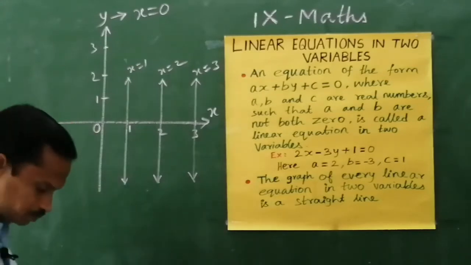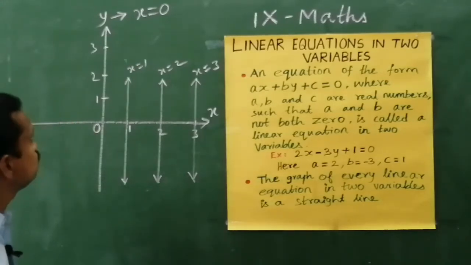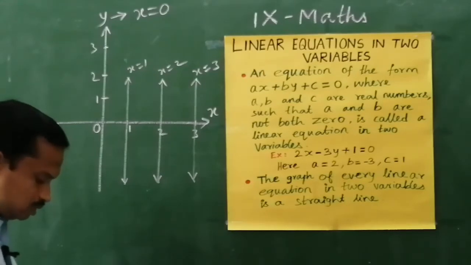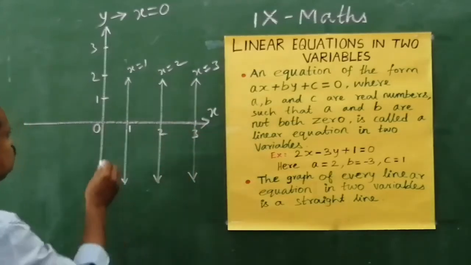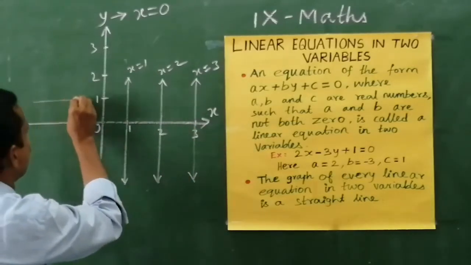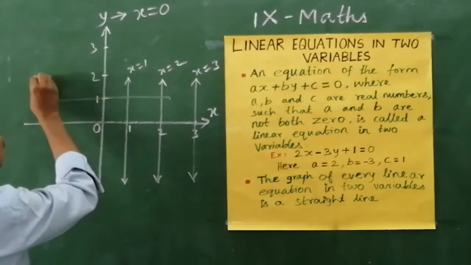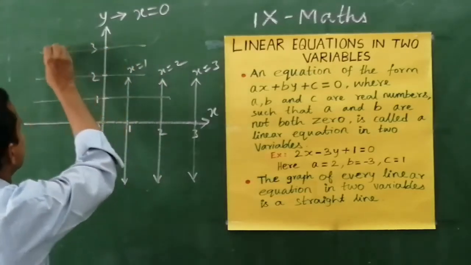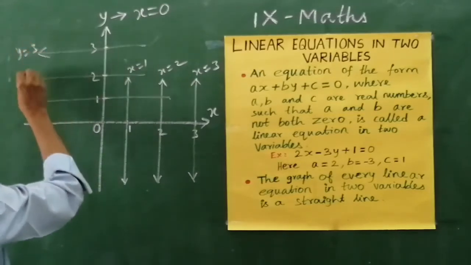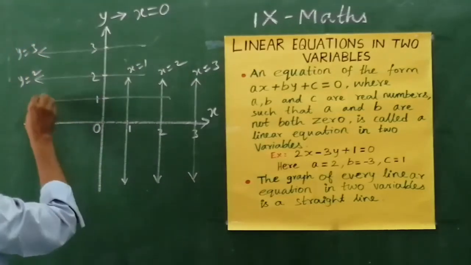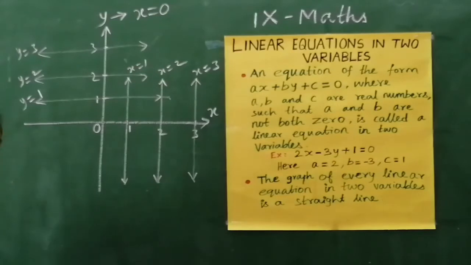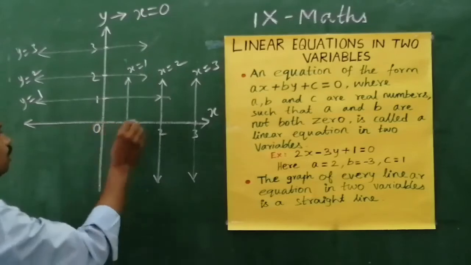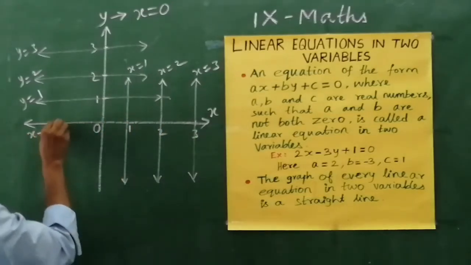And what about the next point? x equals 0 is the equation of the y axis and y equals 0 is the equation of the x axis, and this is the x axis. If you draw a line like this along y equals 1, y equals 2, y equals 3, so this is y equals 3, this is y equals 2 and this is y equals 1. So, these lines are parallel to the x axis. So, what about here? This is nothing but the x axis.